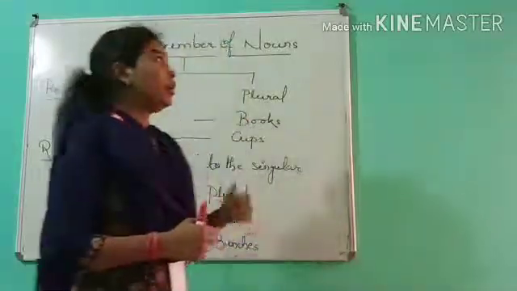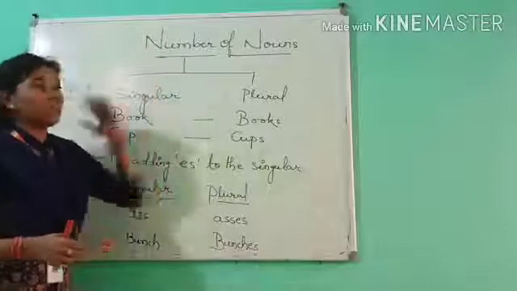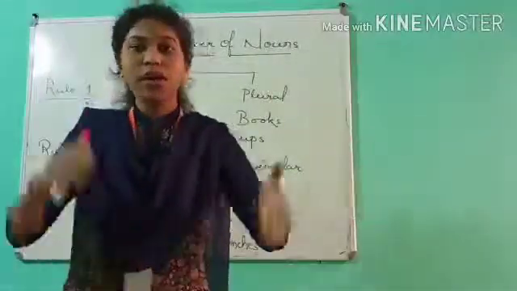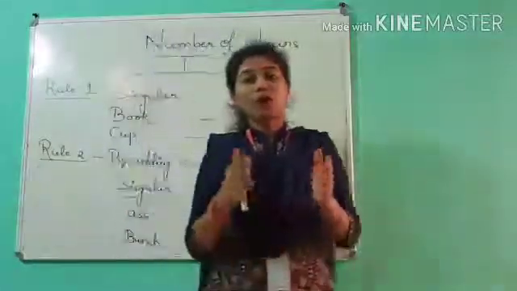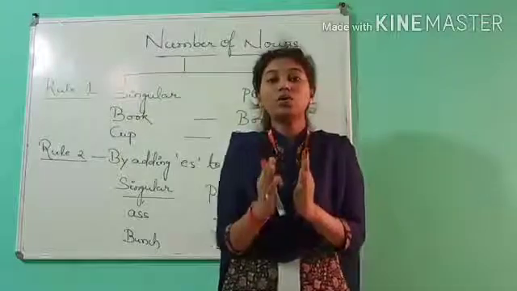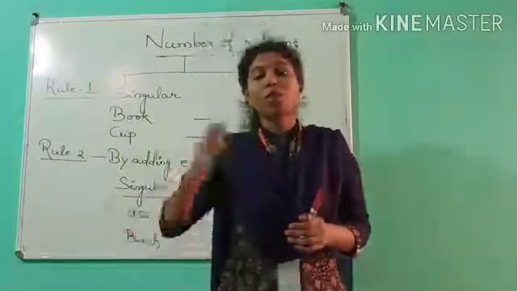Now look at the board. There are a few examples. It's very easy. You can easily understand. The number of a noun is divided into two parts. As we know, one is singular and the other is plural. Noun means what? It is the name of something. Yes. Now what is singular and what is plural? Singular means one and plural means more than one.